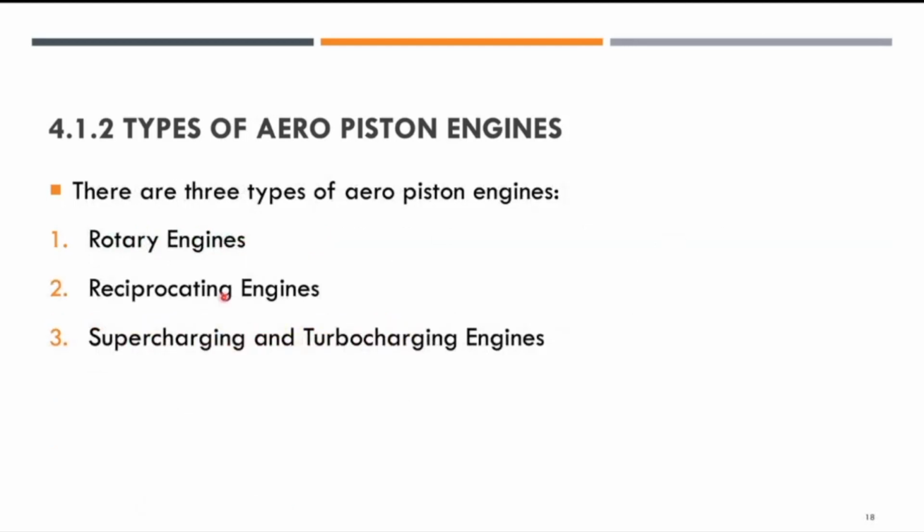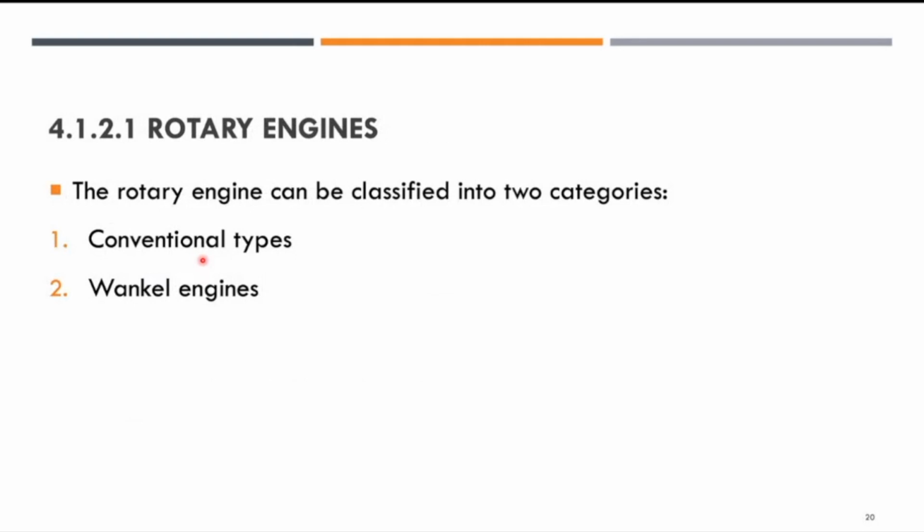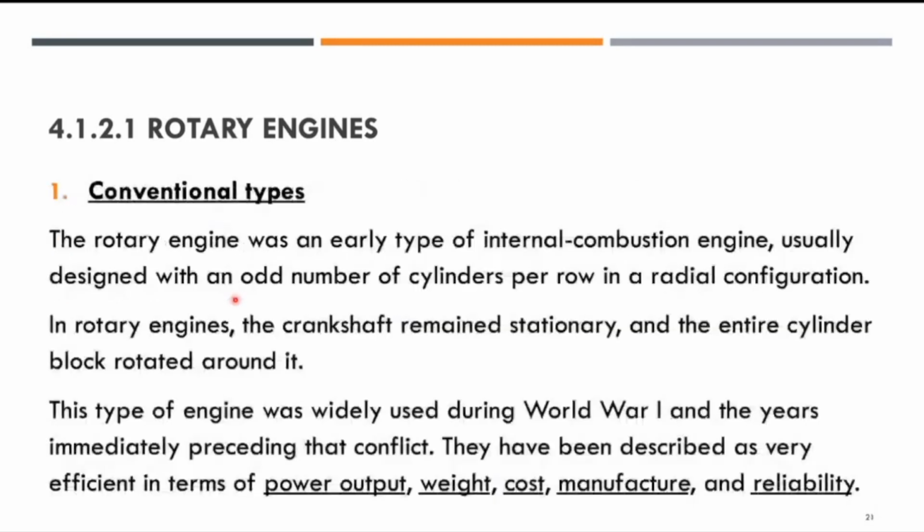Right. Let us look into the three types of aero engine that I have already highlighted earlier. The first one is the rotary engine. Okay, let us look into rotary engines. Over here you can see that the rotary engine itself can be classified into two categories. One is the conventional type, and the other one is the Wankel engine type, right? So the rotary engine is divided into two categories. The first one, the conventional type, right?